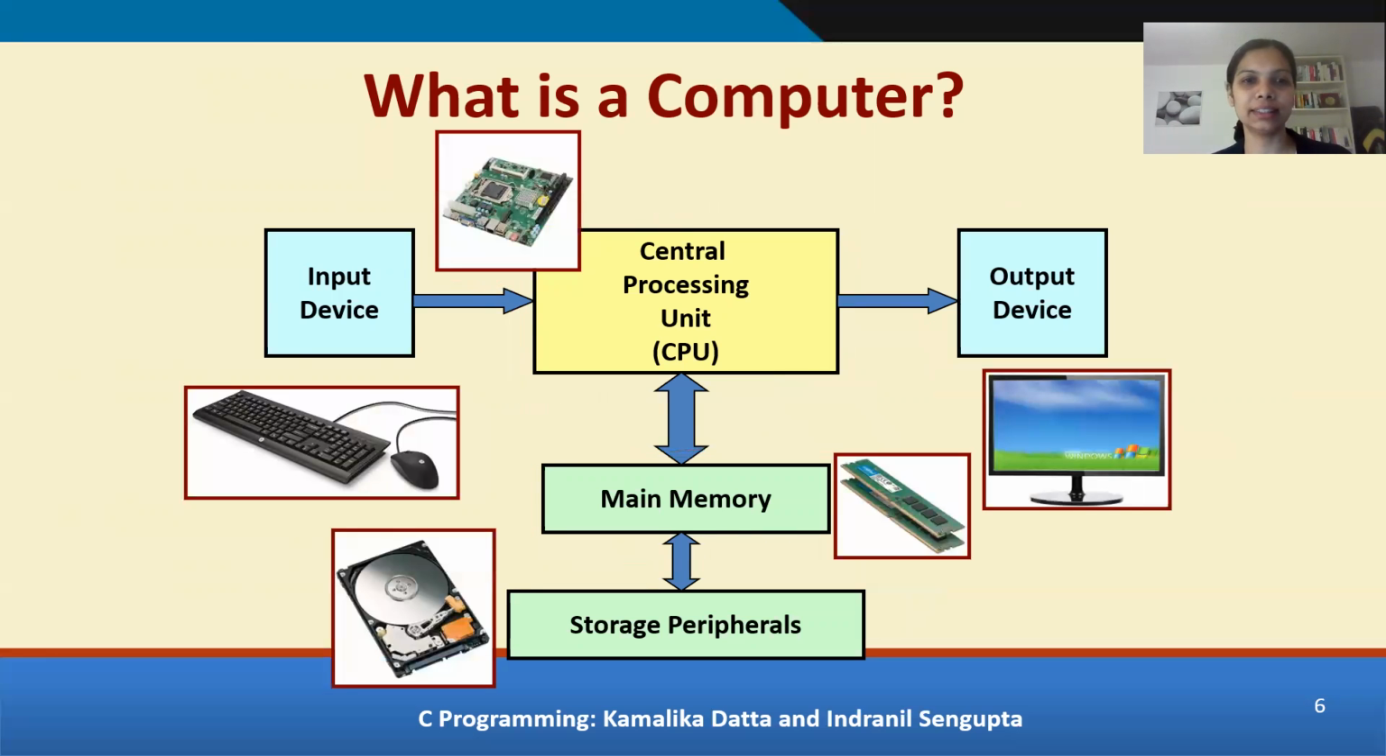Along with this, these are the things that are required. I mean, just a photo of it. This is a memory chip. This is a processor chip, which contains many other components as well. This is your mouse and keyboard, and this is your hard disk. So these are the different components that are required to build a computer. Let's move on.